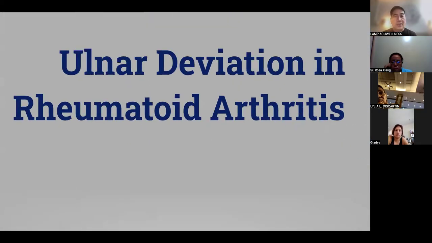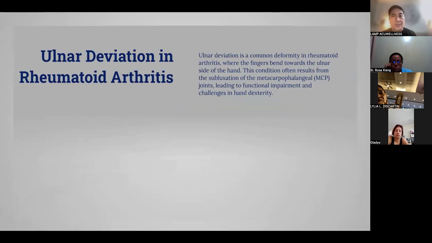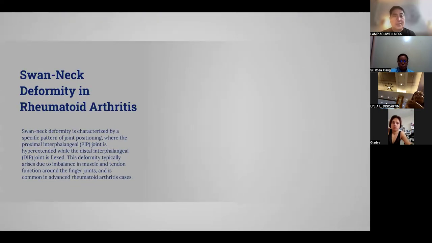Let's talk about ulnar deviation in RA. The fingers will bend towards saan ba, ulnar side, no? Ulnar side, yung pa dito, towards the ulna. This condition often results from subluxation of the MCP, metacarpophalangeal joints, leading to functional impairment and challenges in hand dexterity.